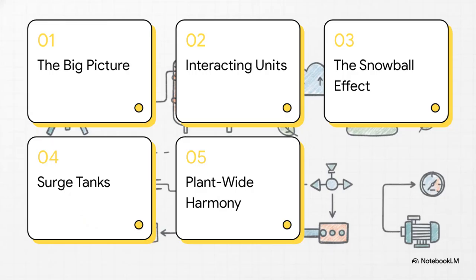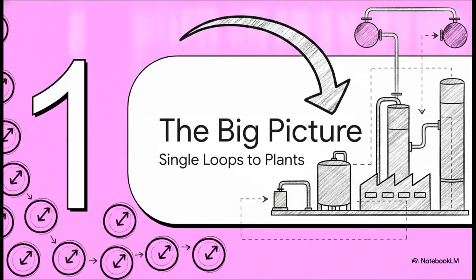So, here's our game plan for today. We'll start with the big picture of control, look at systems with interacting units, and then beware the snowball effect. After that, we'll see how surge tanks come to the rescue and finish up by designing plant-wide harmony. All right, let's jump right into Section 1, the big picture of control, moving from single loops to complete plants.